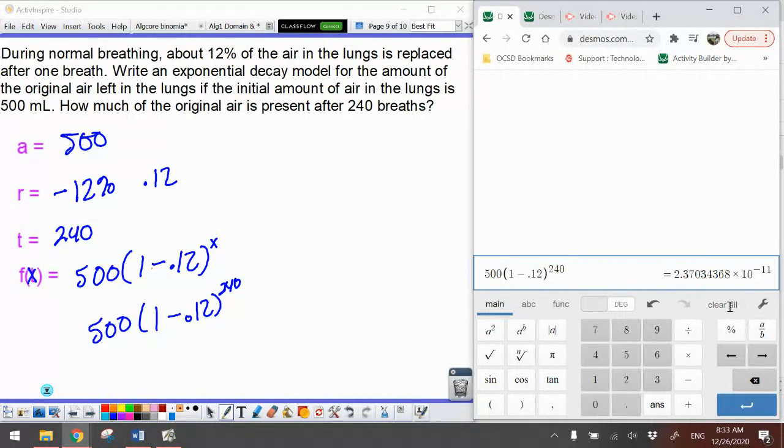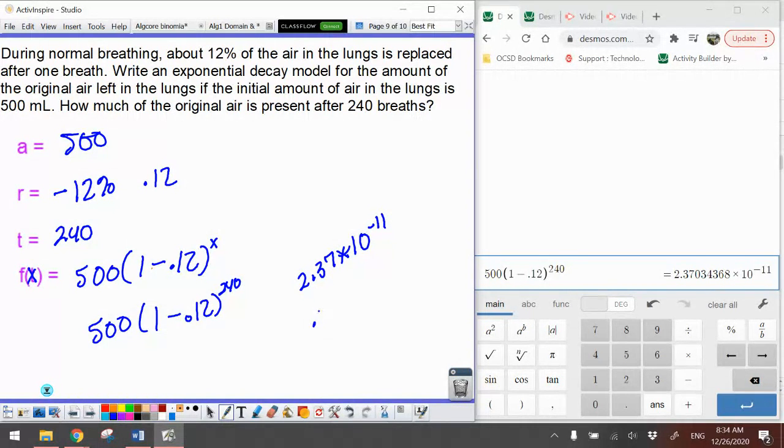So you can see that I have something in scientific notation: 2.37 times 10 to the negative 11, which means 0, then a decimal point followed by ten decimal places. That's how many milliliters of air would be left in my lungs of that original breath after 240 breaths, okay?